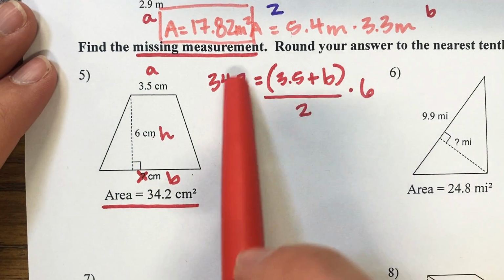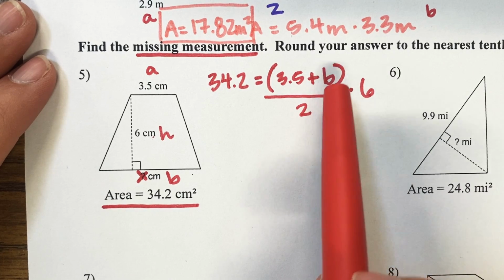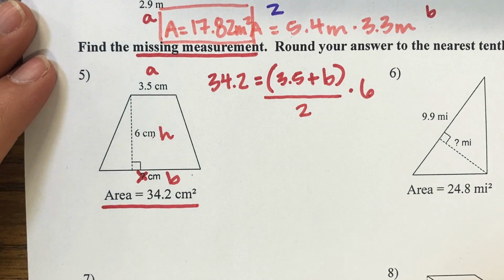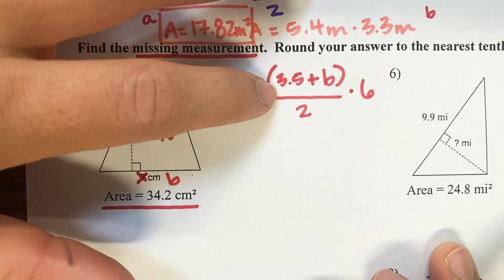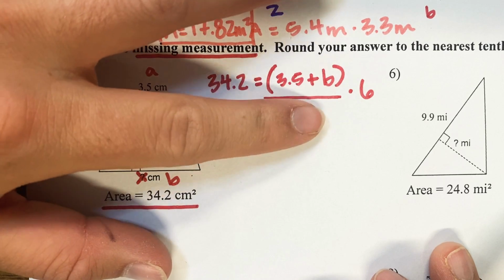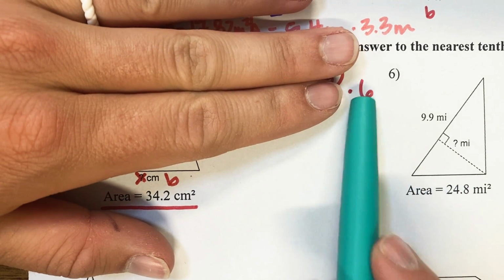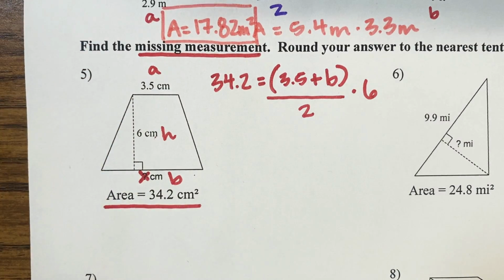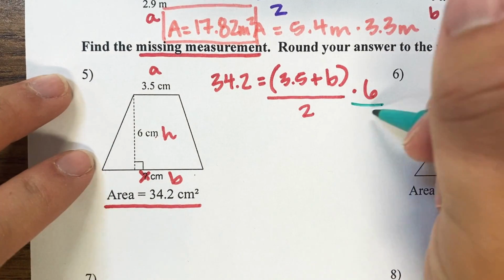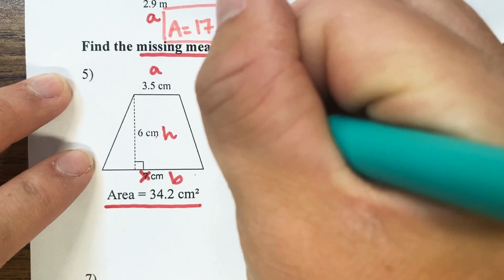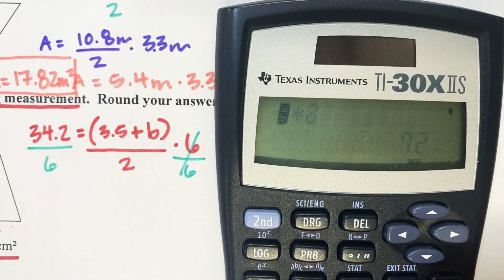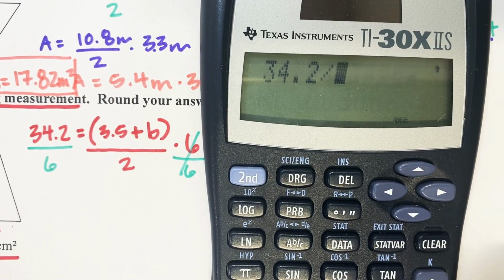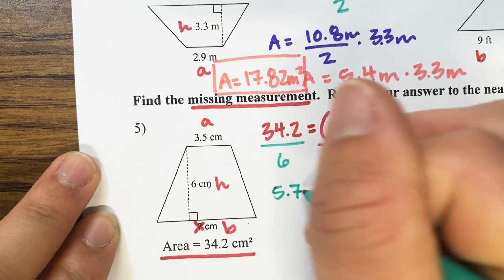Okay, so now we see that this is an equation that we're actually trying to solve for the variable. We're working from farthest away from my variable. So what is farthest away from this B? This 3.5 is attached because of the parentheses, then it's over 2. So we see that this times by 6 is farthest away. Well, what's the opposite of times by 6? We're going to divide by 6. Now we're simply just solving for the variable. So on this side, we have 34.2 divided by 6. That gives us 5.7 on this side.